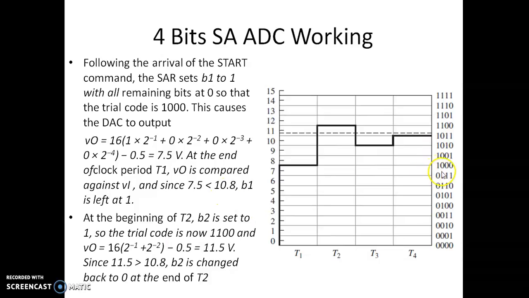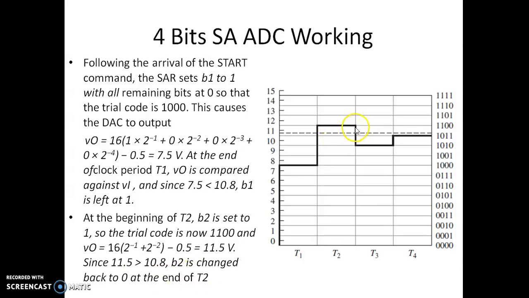So I can see first earlier B1 was set to 1, then you are making B2 also 1. You can see now it is 1 1. So now you have the digital input as 1 1 0 0. So at the starting of T2 you are making both B1 and B2 1 1. So we have a corresponding output voltage of the DAC which is 11.5. Since 11.5 is greater than 10.8, B2 is changed back to 0 at the end of T2.